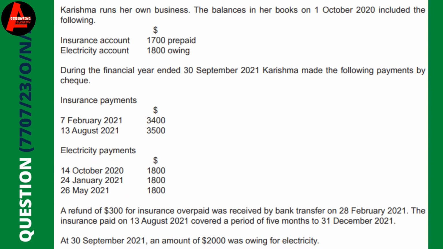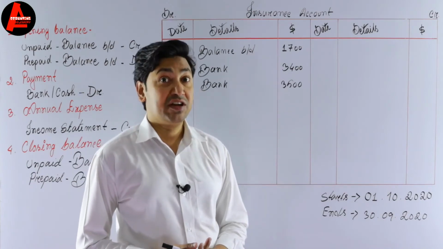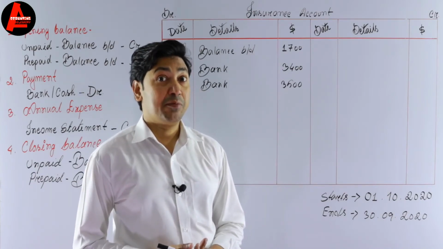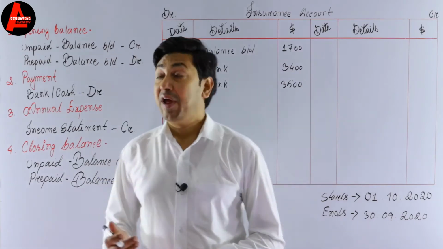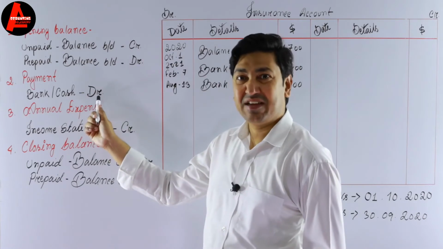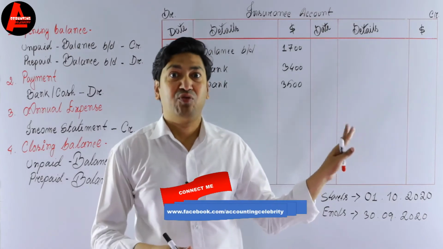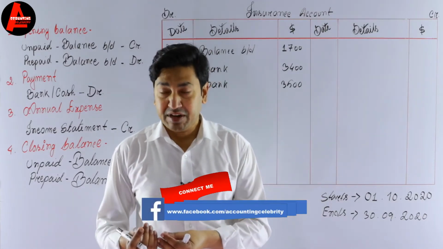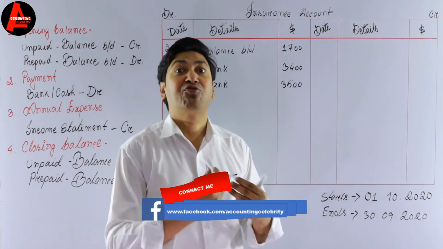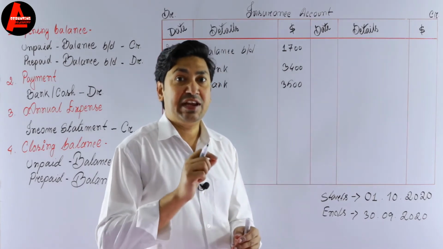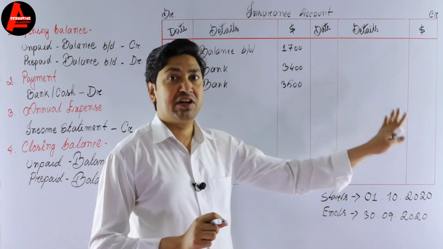Okay, then we have some adjustment. A refund of $300 for the insurance overpaid was received by bank transfer on 28 February 2021. Okay, insurance was overpaid by $300. So now it is received. This amount is refunded. So when we make payment, we write on the debit side. When it is a receipt, we have to record it on the credit side. Why? Because here bank account to be debited and insurance account to be credited. We are doing the insurance account, it is credited, so we will record on the credit side.